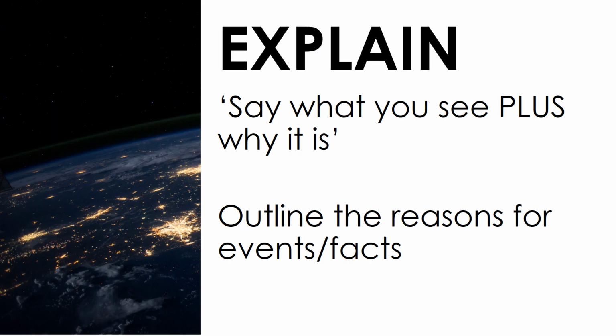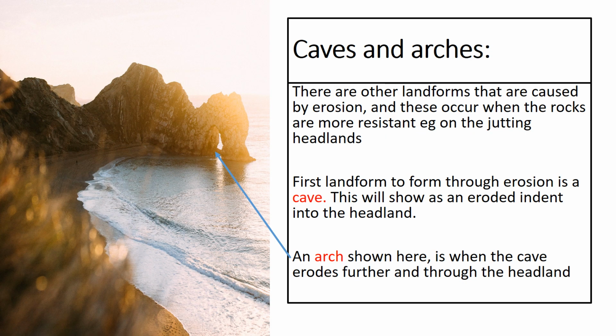Explain. So say what you see, i.e. describe what it is, and then outline the reasons for that. Yet again, we will follow this process. Caves and arches. As you can see from the picture, an arch you can see right the whole way through. So, why does this form?